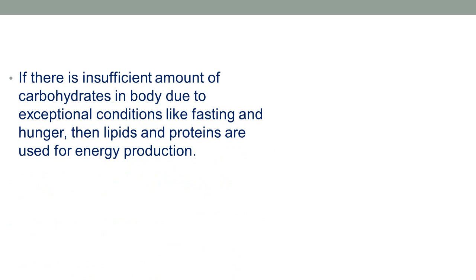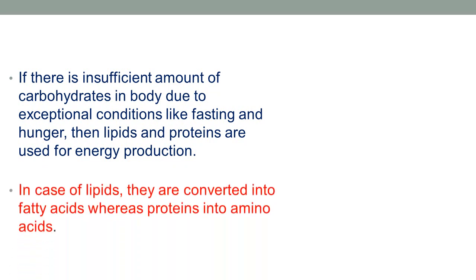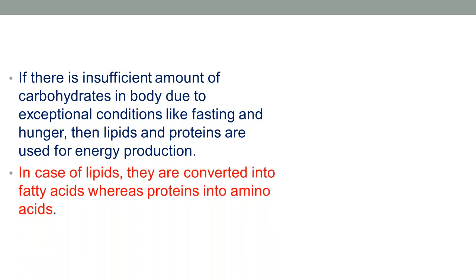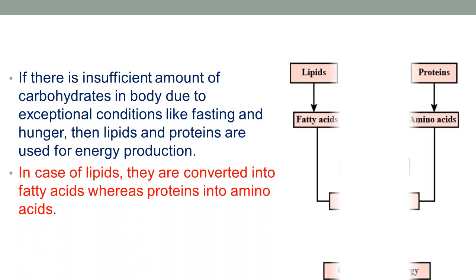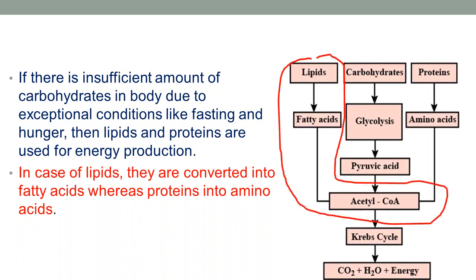So students, if there is an insufficient amount of carbohydrate in the body due to exceptional conditions like fasting and hunger, the amount of carbohydrate will be insufficient in our body. So in that case, lipids and proteins are used for energy production. Lipids are converted into fatty acids, whereas proteins are converted into amino acids. Here you can observe the lipids converting into fatty acids, which then produce acetyl coenzyme A, and then the Krebs cycle and energy production process will be the same.